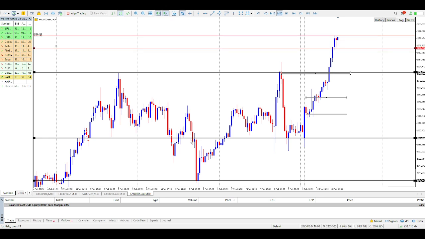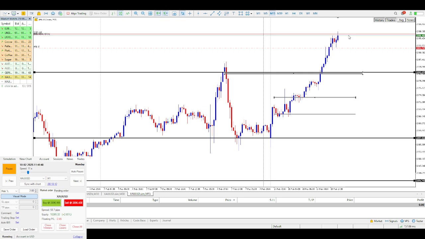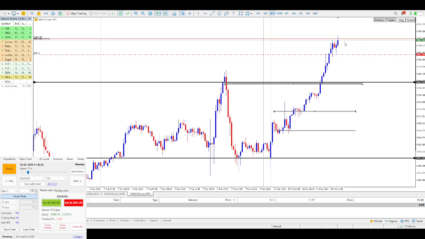2% of the account is what I'll be willing to risk. The first condition is for that M15 time frame to close above this resistance here, and price should not break this M15 low.